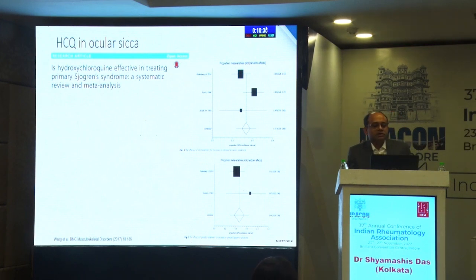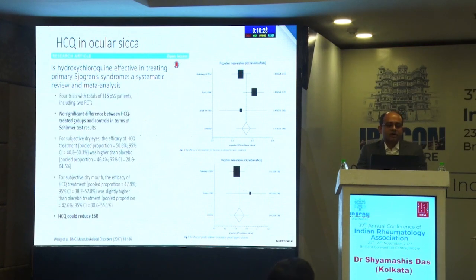Later on, a systematic review and meta-analysis was performed, and that showed no significant difference between the hydroxychloroquine treated group and control in terms of Schirmer test result. However, there was numerical improvement of subjective sicca symptoms, and this meta-analysis also demonstrated that hydroxychloroquine could reduce ESR.